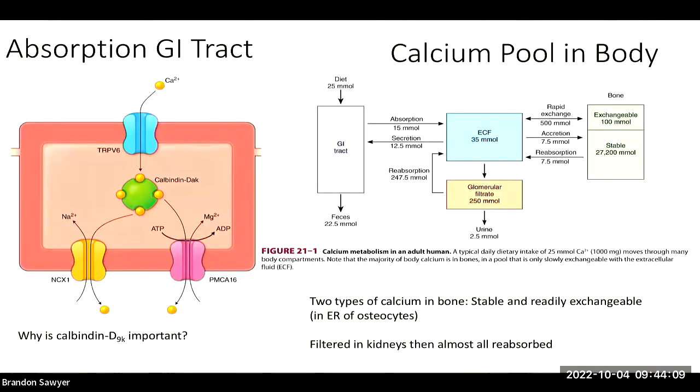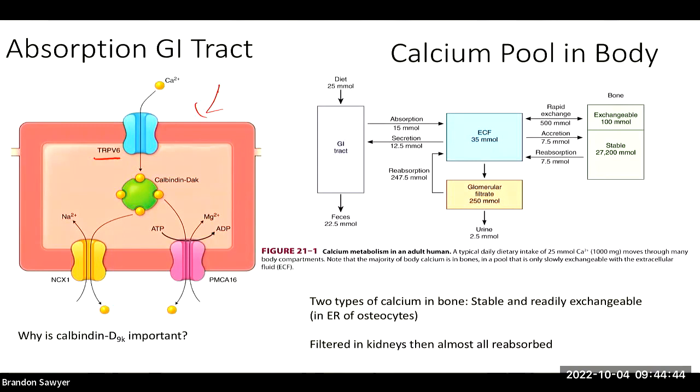Okay. All right, so let's talk about absorption in the GI tract first, as well as the calcium pool in the body. When we look at an intestinal cell like this, we have different types of channels that allow calcium to come in. Most of them have this TRP kind of acronym to them. Really, when we bring calcium into cells, we're using some kind of calcium channel like that. We'll see a different type in the kidneys.